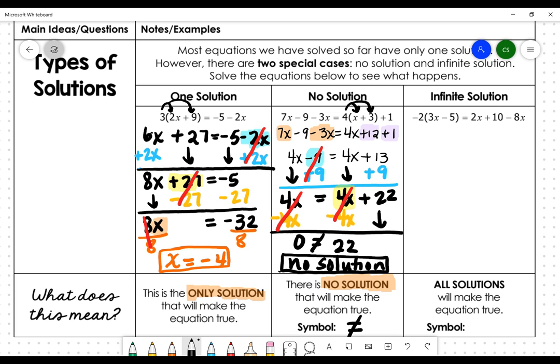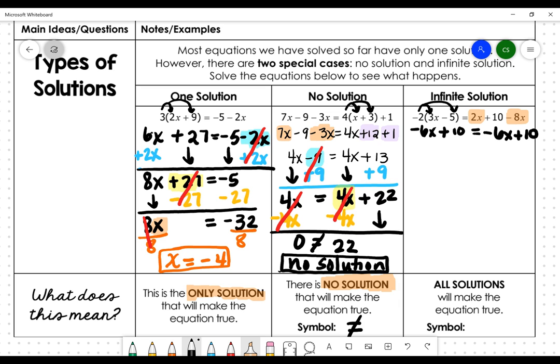All right, in our last example, infinitely many solutions. Negative 2 times (3x minus 5) is equal to 2x plus 10 minus 8x. So distribute first. And I get negative 6x plus 10, because negative 2 times 3 is negative 6, and negative 2 times negative 5 is a positive 10. On my other side of the equation, I got a couple of like terms. I have 2x and a negative 8x, so I can combine those. 2 minus 8 is negative 6.